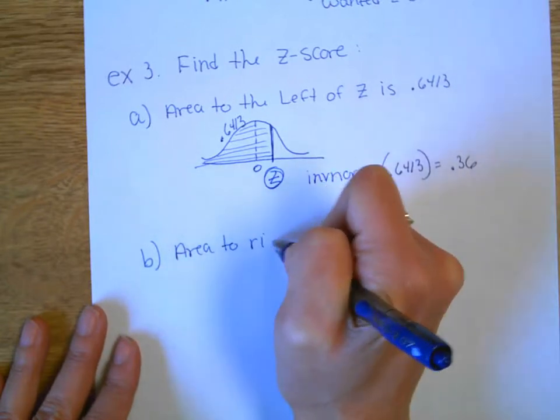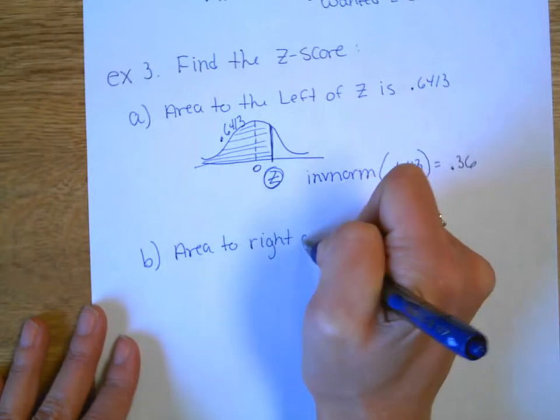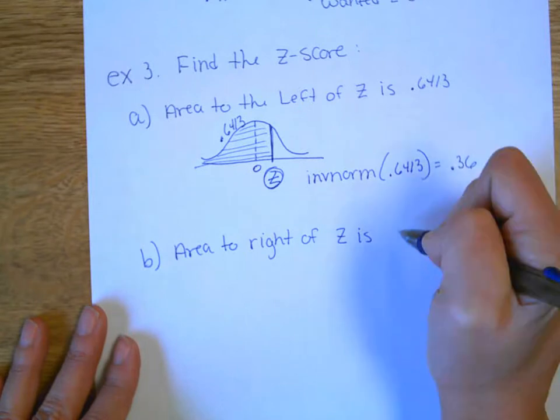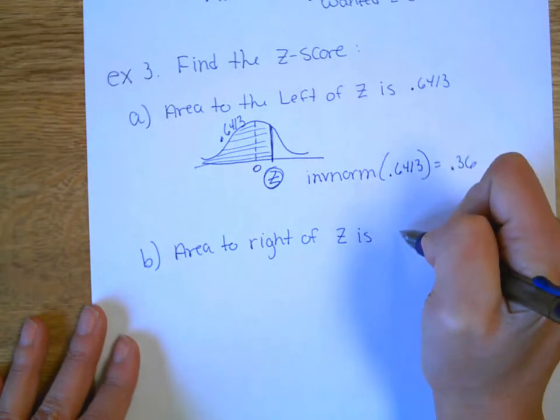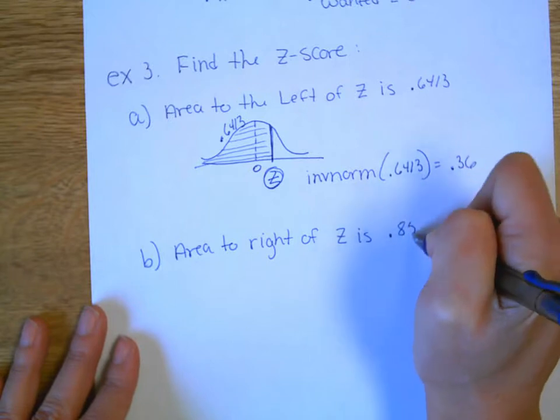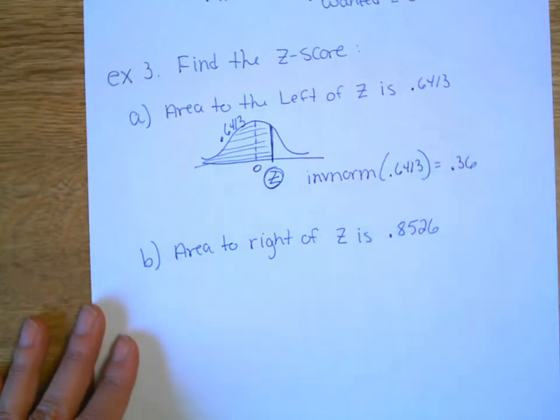Okay, area to the right of a z-score is 0.8526.